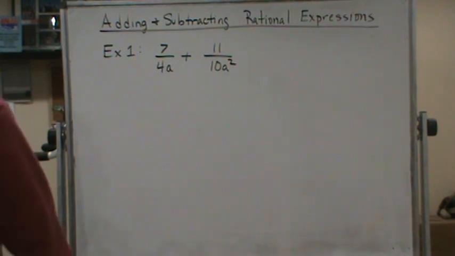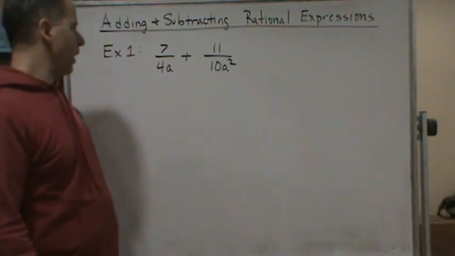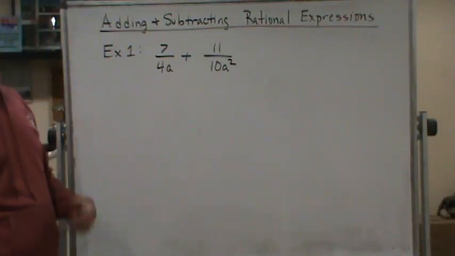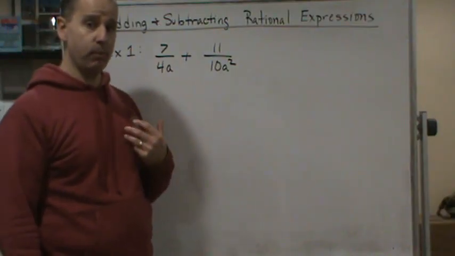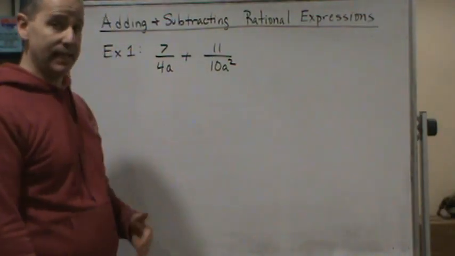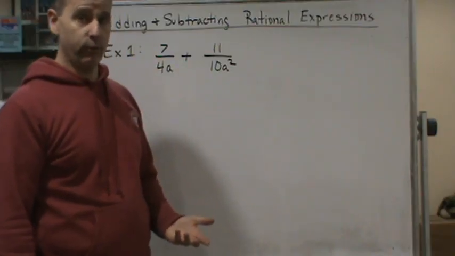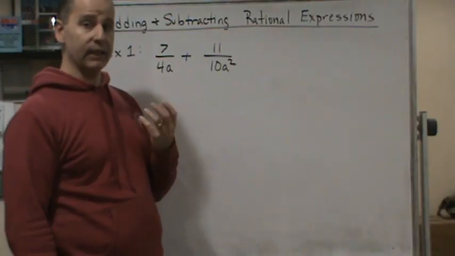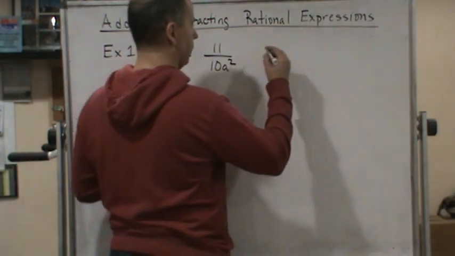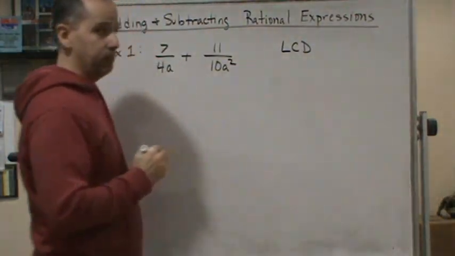All right, so now, in this example, we're adding two rational expressions, but they don't have the same denominator. So we're going to have to do something to make them the same. So we're going to use the concept of equivalent fractions. So what we're doing is we're going to find what's called the least common divisor. Okay, the least common divisor, LCD.